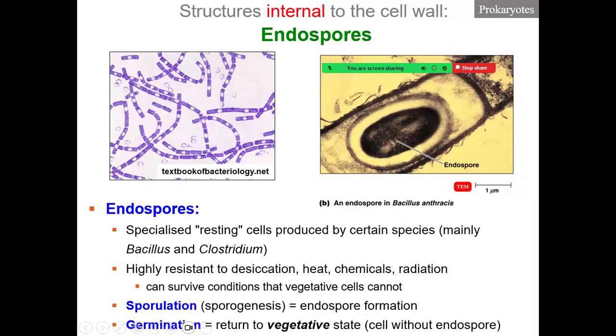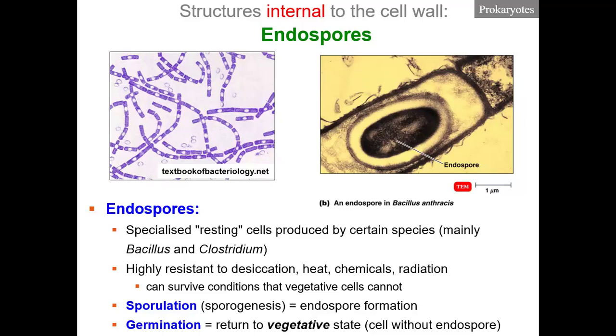All right, another thing you find inside the cell, at least in some prokaryote cells, are endospores. Endospores are a specialized resting cell produced by certain species of bacterium, mainly species of Bacillus and Clostridium, those two families. The endospores are highly resistant to desiccation, heat, chemicals, radiation. An endospore can survive conditions where the vegetative cell cannot.